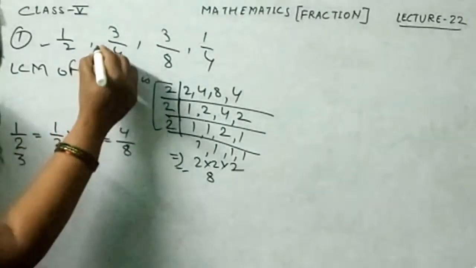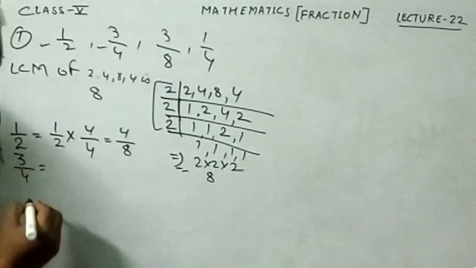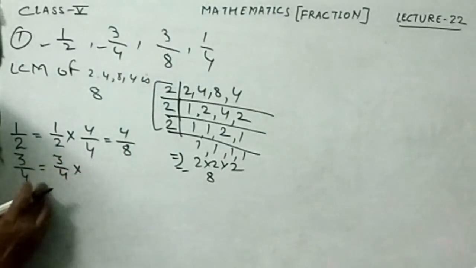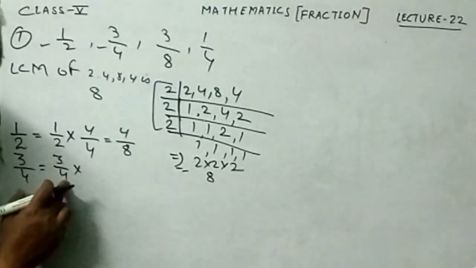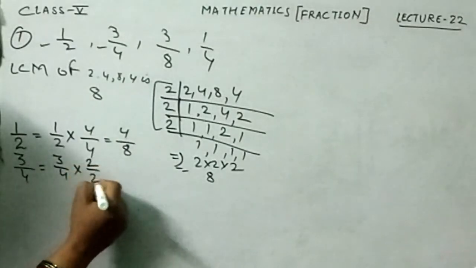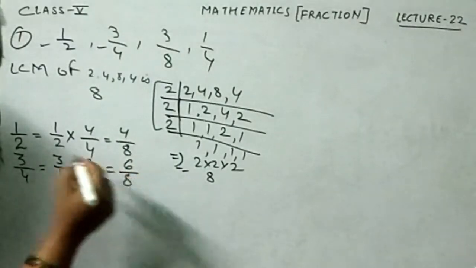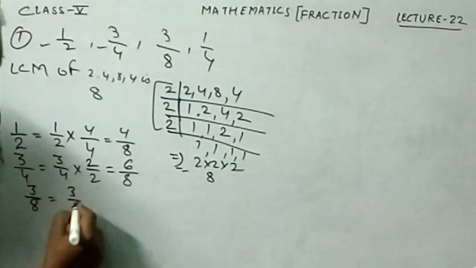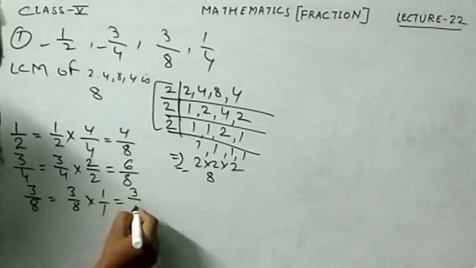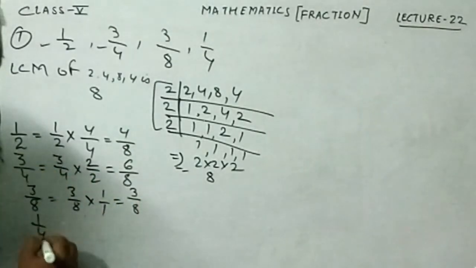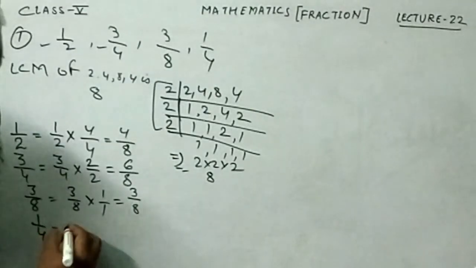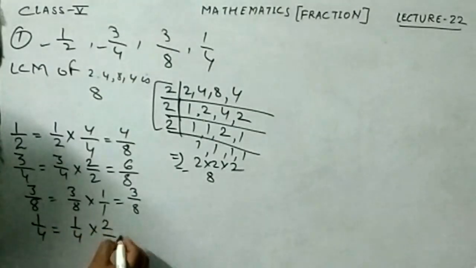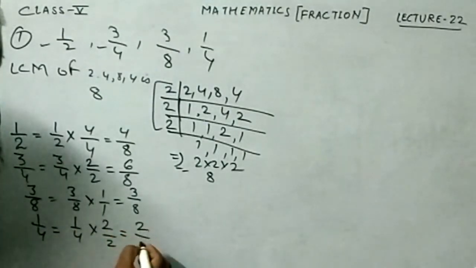Okay. Then the next number is 3 by 4. Write this one, 3 by 4. What number will we multiply with 4 to get 8? 2. 4 2s are 8. Then 3 2s are 6 and 4 2s are 8. The next number is already 8 here, no need, but you can write 3 by 8 multiply 1 by 1. 3 1s are 3 and 8 1s are 8. The next number is 1 by 4. What do we have to multiply? 2 by 2. 2 1s are 2, 2 4s are 8.